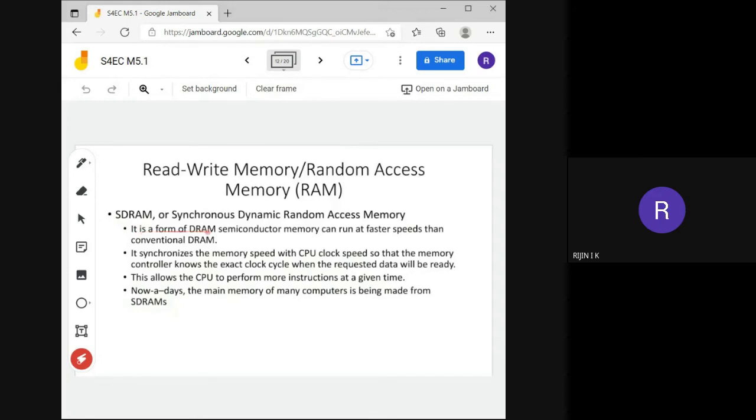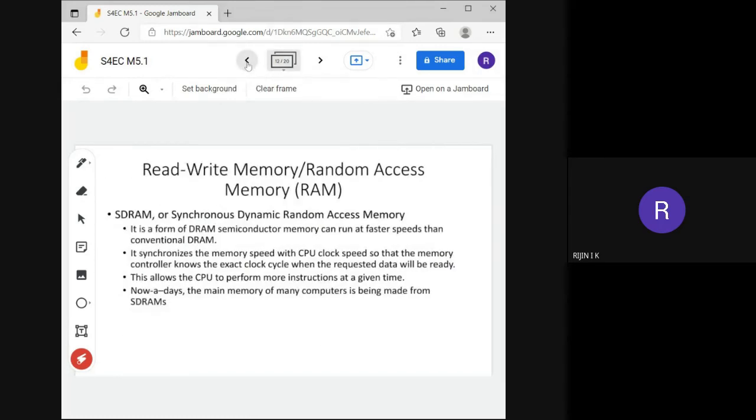SDRAM is a form of DRAM semiconductor memory and can run at a faster speed than conventional DRAM, and it synchronizes the memory speed with the clock speed so that the memory controller knows the exact clock cycle when the requested data will be ready, and this allows the CPU to perform more instructions at a given time. The main memory of many computers nowadays is made up of SDRAM. So these are the different types of memory.